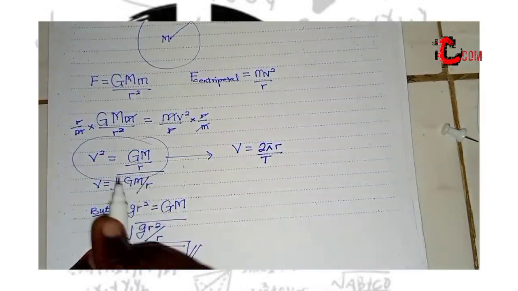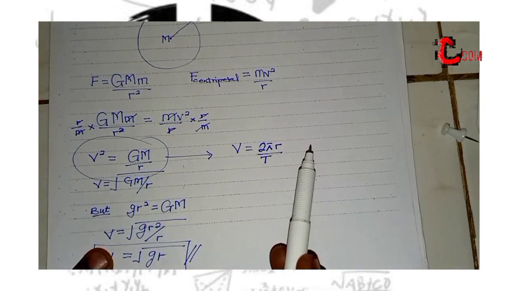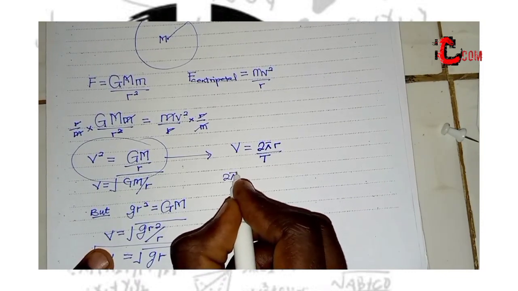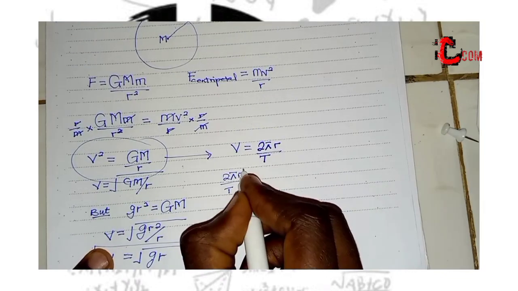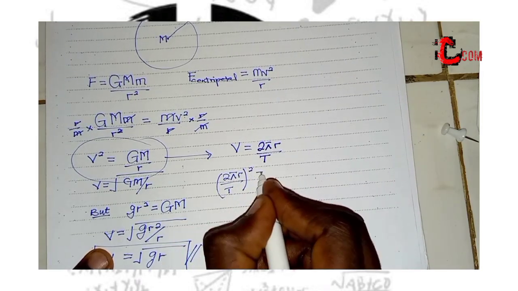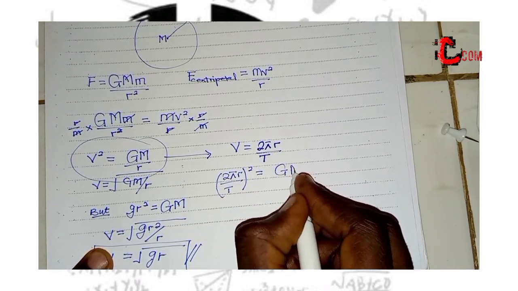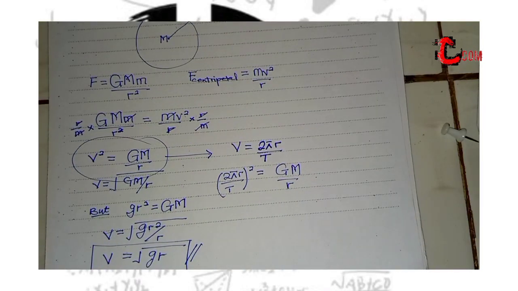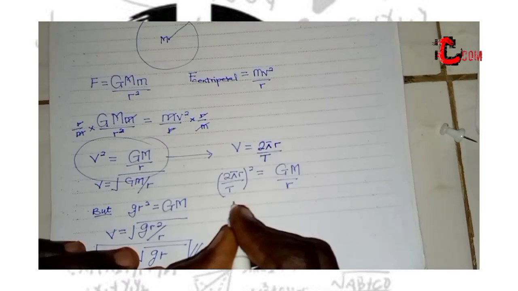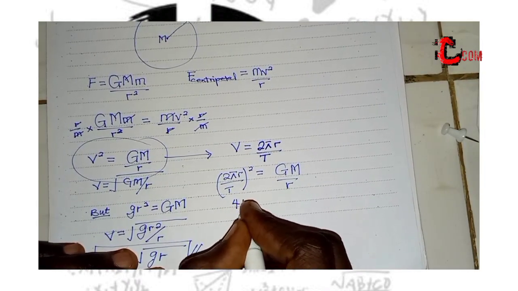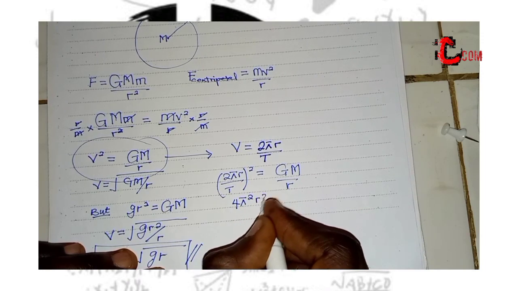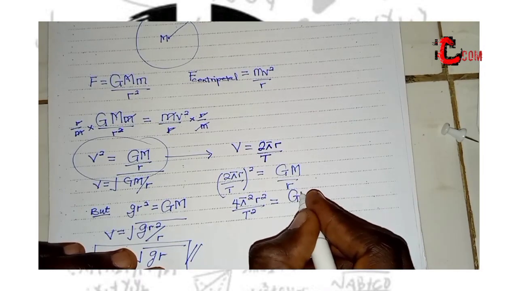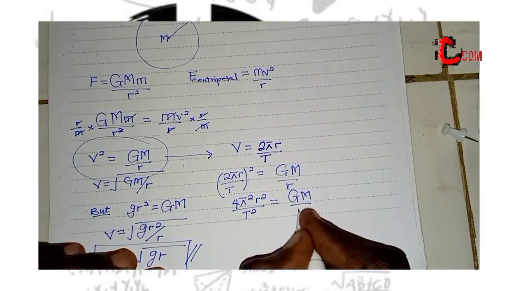In place of v squared in this expression, we are going to substitute 2 pi r over T. So we have 2 pi r all over T, all squared, equals G times M all over r. Now remember, our target is to find the revolutionary period. So we will have 4, since 2 squared is 4, pi squared r squared over T squared equals GM all over r.